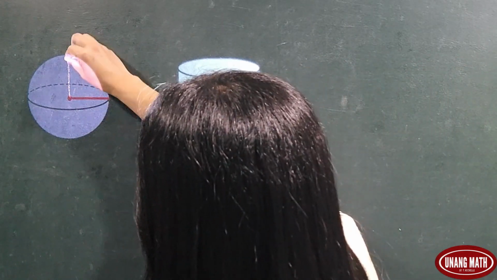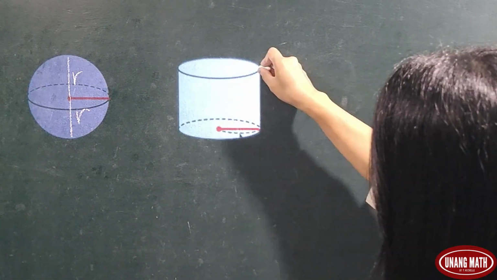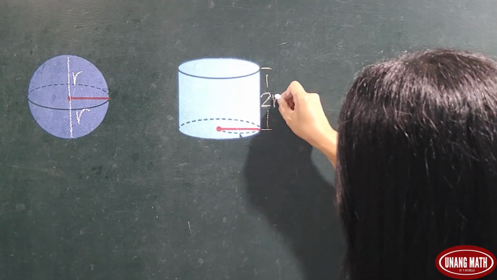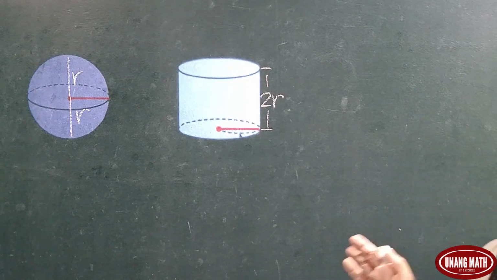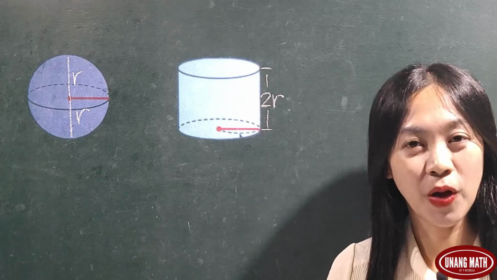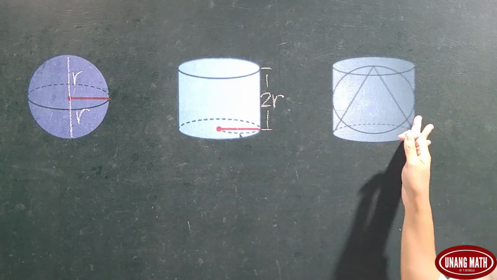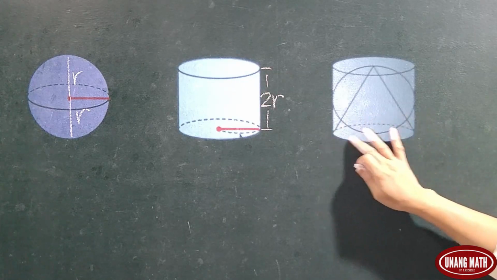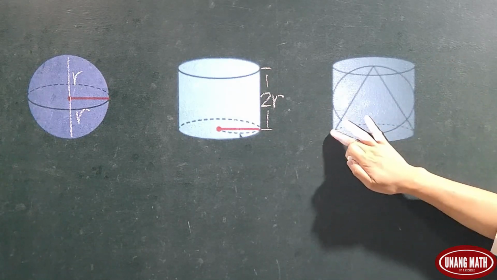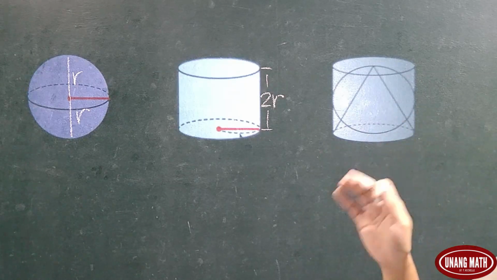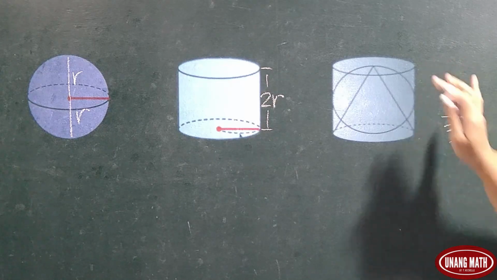If this is the radius and this is the radius, the height of the cylinder is equal to 2 times the radius. Just like what we did when we found the volume of a cone, we put the cone inside the cylinder. But again, take note, the cone's base and the cylinder's base are congruent and the heights are equal. So we found out that this cone's volume is 1/3 the volume of this cylinder.